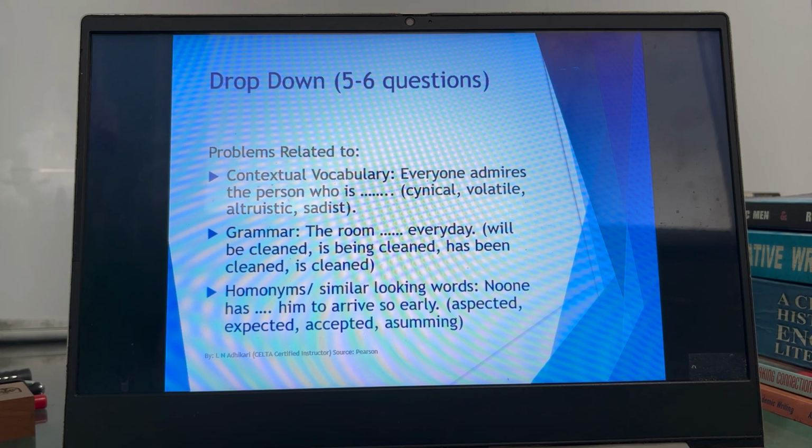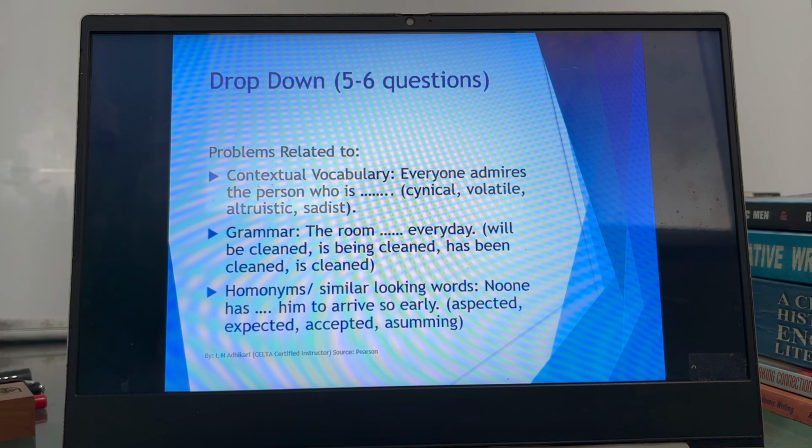And third, you can see problems related to homonyms, meaning words that look similar, like expected, accepted, accepting, assuming. The context of the sentence says that no one hires him to arrive so early. Arriving so early means no one has expected it. So that is the answer.